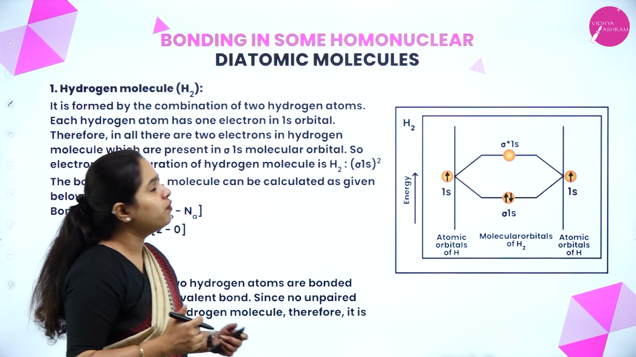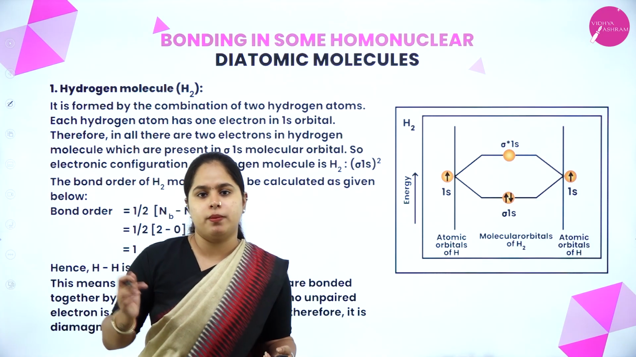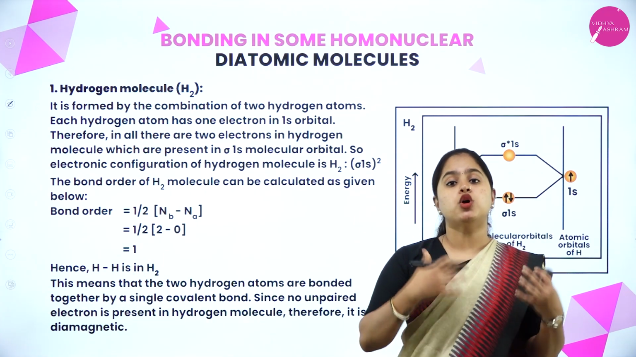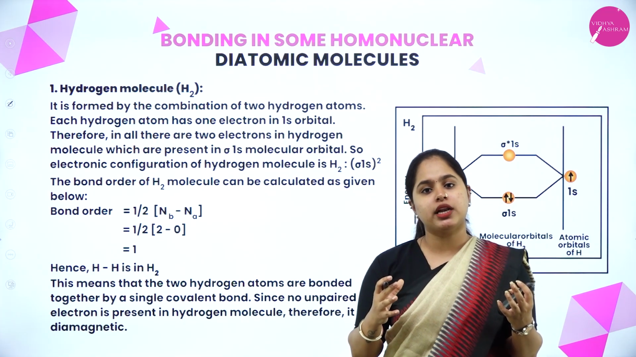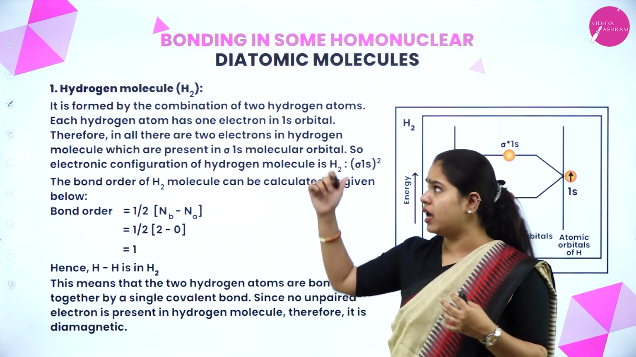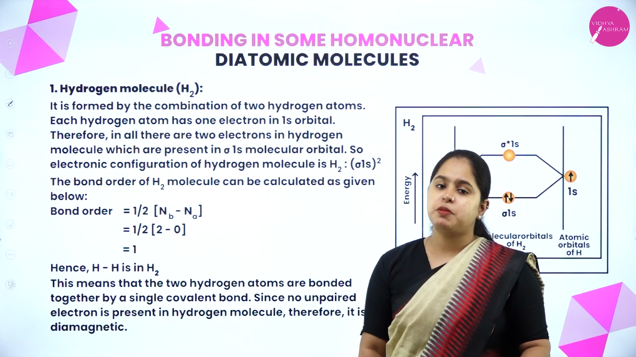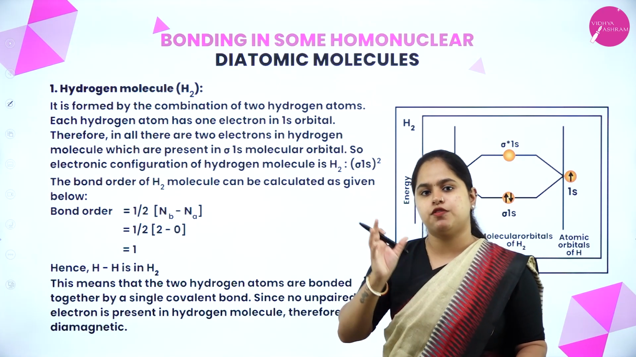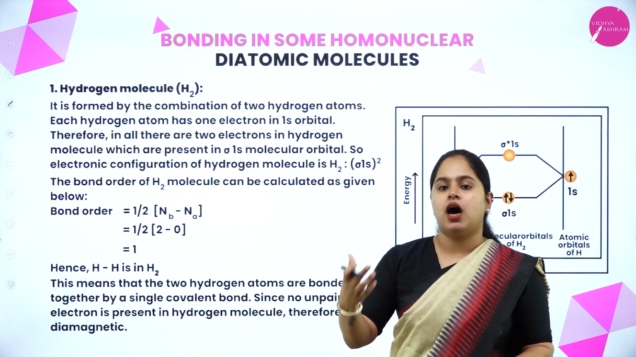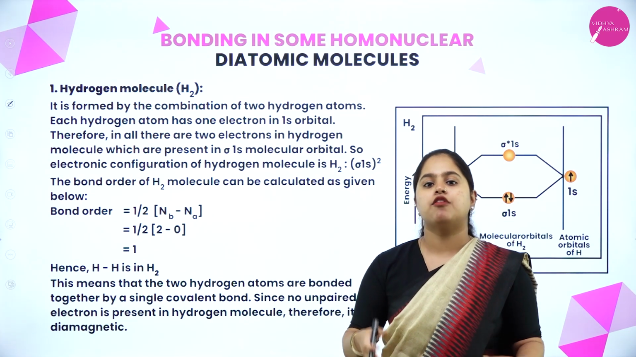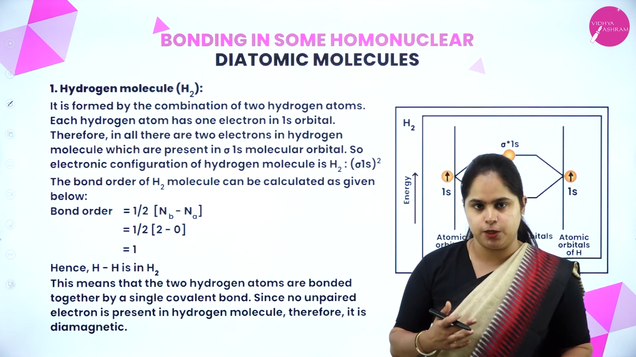Now moving on to the next topic, that is bonding in some homonuclear diatomic molecules. We will be studying homonuclear diatomic molecules. Homonuclear means both are the same atoms, and diatomic means 2 atoms will be present. So we will be discussing some specific diatomic molecules here, their electronic configuration, how the bonding is present, the bond order, and from that what all information we can predict. All that we will be discussing for certain molecules.